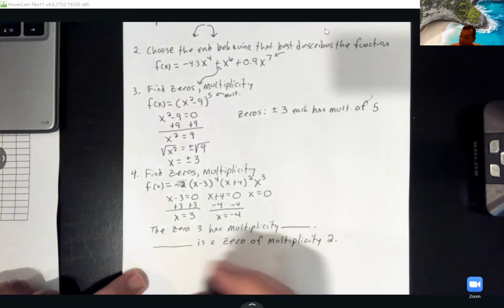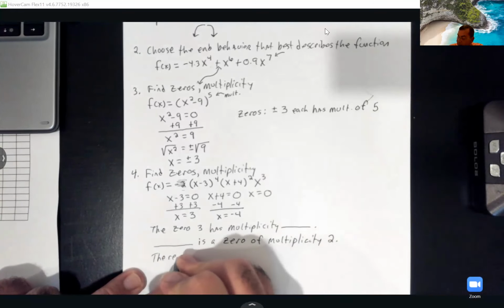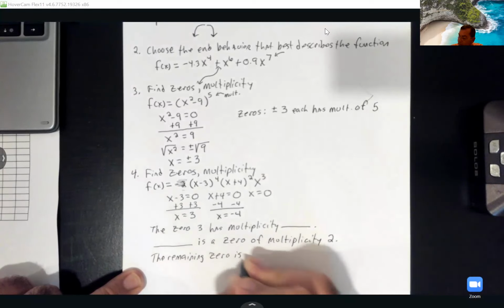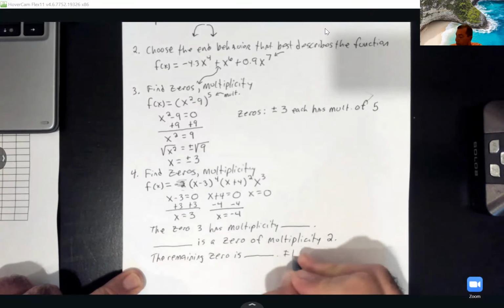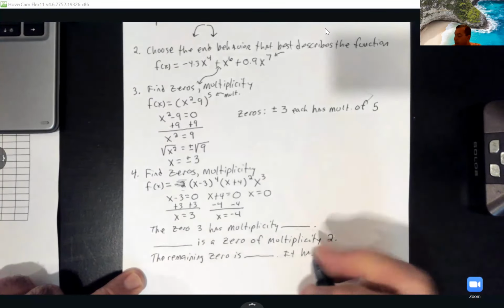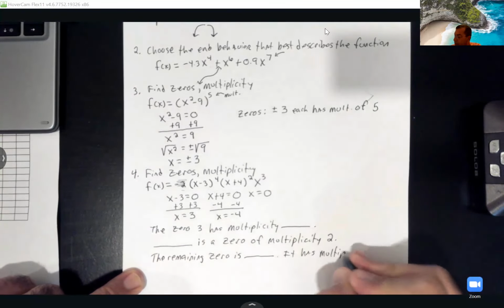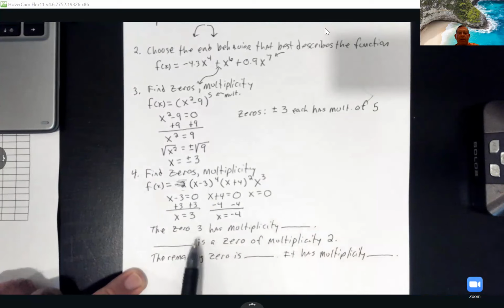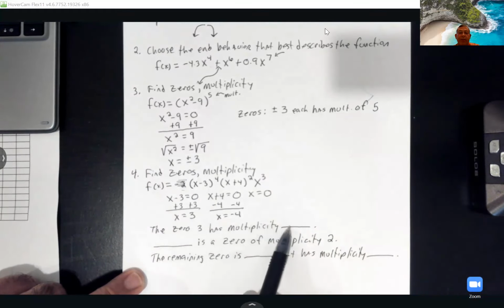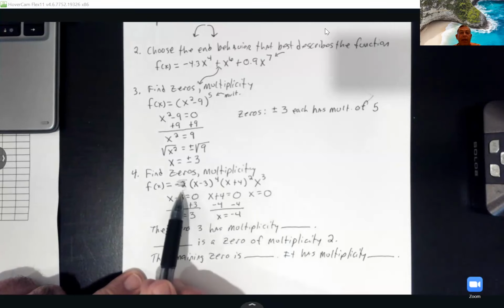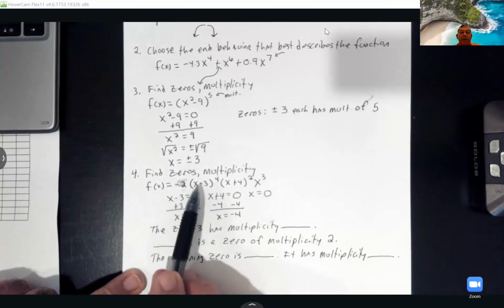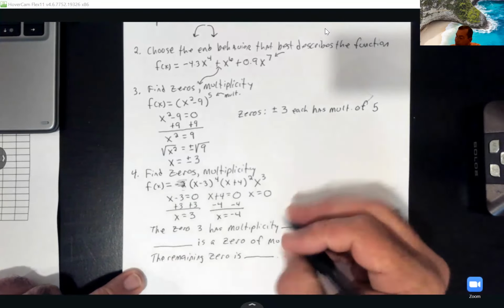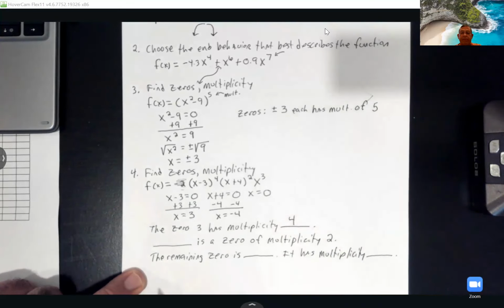And then I got the remaining 0 is blank. It has multiplicity blank. All right, so let's start it out. 0, 3 has multiplicity blank. Well, here's my 0, 3. It came from the x minus 3 factor, and the x minus 3 factor has a multiplicity of 4. So the first blank, we're going to put our 4.